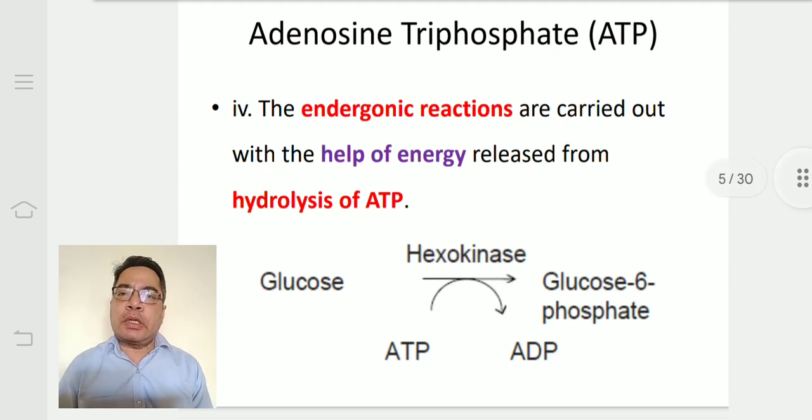The endergonic reactions are carried out with the help of energy released from hydrolysis of ATP. For example, glucose is converted to glucose 6 phosphate in the presence of the enzyme hexokinase, and ATP is converted to ADP.